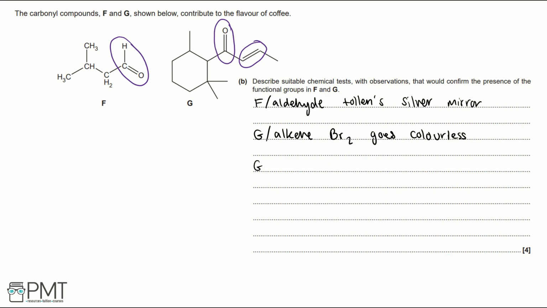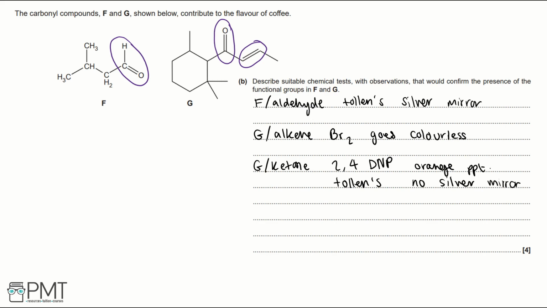And then we can look at G, the ketone. So the test for a ketone is 2,4-DNP. And if there's a ketone present, there'll be an orange precipitate formed. The alternative test to confirm that we've got G and not F is if we reacted G with Tollens, we wouldn't get a silver mirror, because 2,4-DNP is a test for a carbonyl group. So it would react with F and form an orange precipitate, but F with Tollens would form a silver mirror and G won't form a silver mirror.